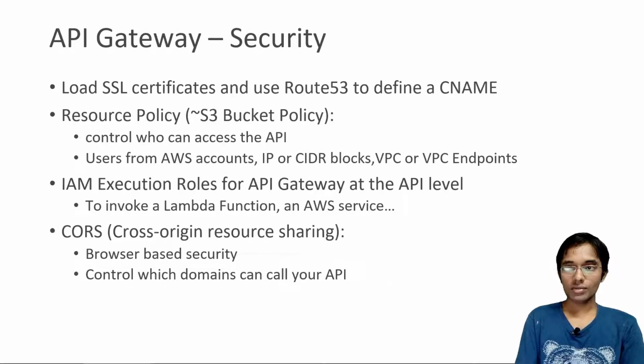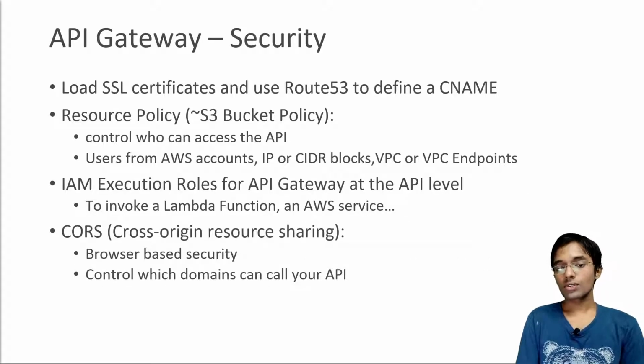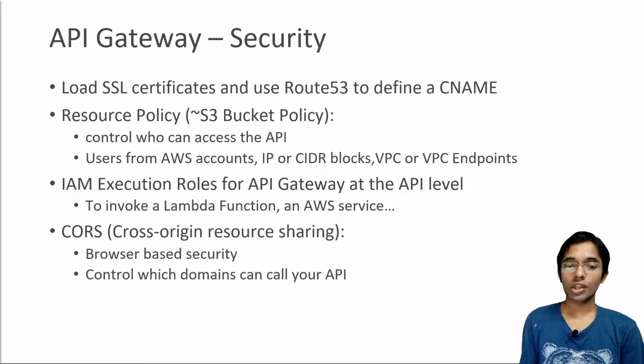Now next for security, you can load SSL certificates onto your API gateway and then use Route 53 to define a CNAME. You can have a resource policy, for example, like an S3 bucket policy. This controls who can access the API, which accounts, which IP, which CIDR blocks, which VPC or VPC endpoints, and then IAM execution roles for the API gateway at the API level. For example, if your API gateway needs to invoke a Lambda function, you need to define an IAM role for that.